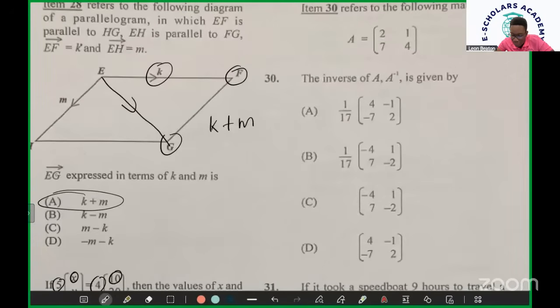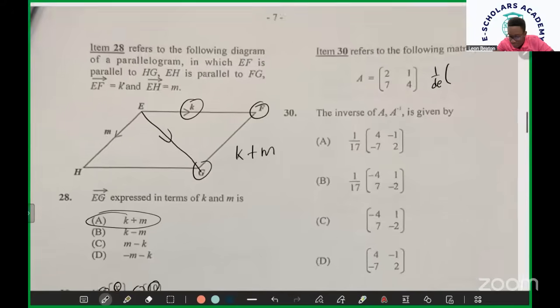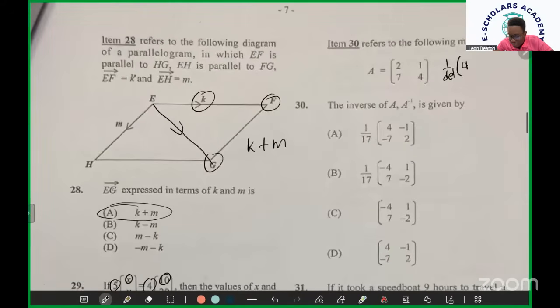So they've got the matrix A, and they want the inverse of A inverse. Let's see. We know this will be 1 over the determinant times the adjoint. So let's find the determinant. The determinant will be 2 times 4 is 8, subtract 7 times 1 is 7. So the determinant is 1. So it's 1 over 1. So all we've got to do is find the adjoint now. The adjoint will give us the answer.